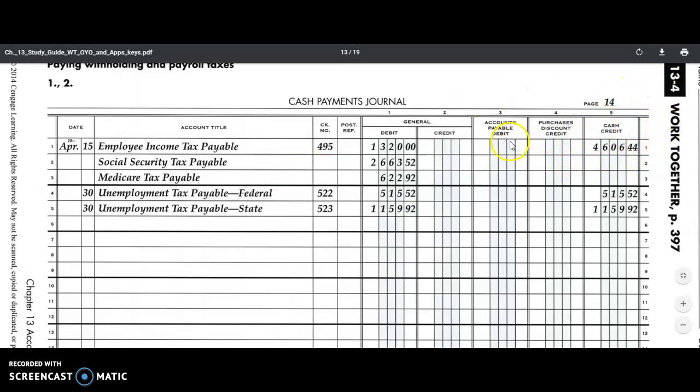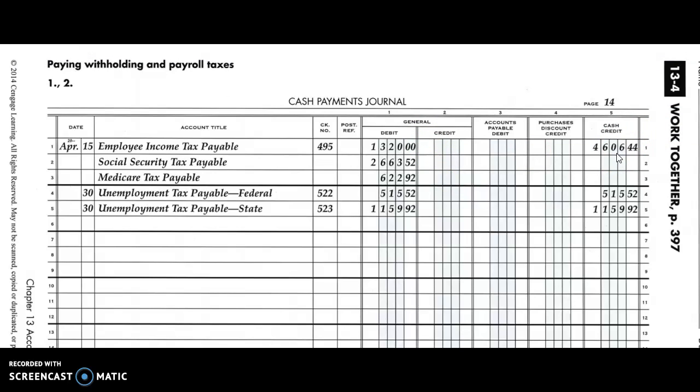And then we add these three figures together to get the cash credit amount of $4,606.44.